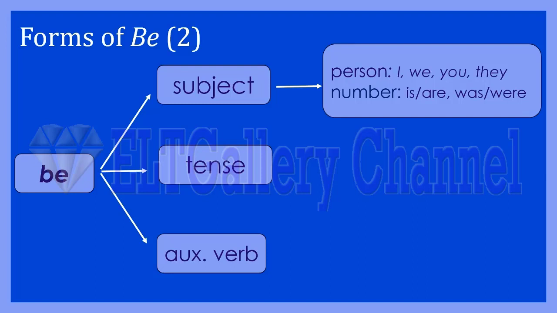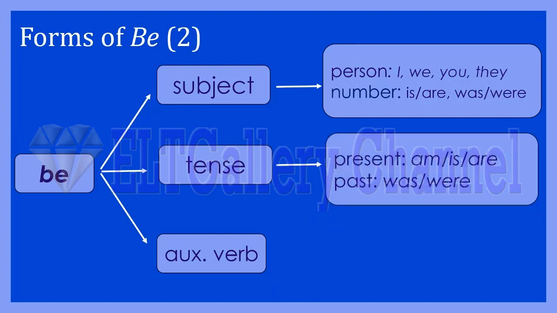If it is past tense, then we have was. And in the tense, here you have the choice between am, is, are for the present. This is if we don't have any auxiliary verb. So we have subject and we have be directly.